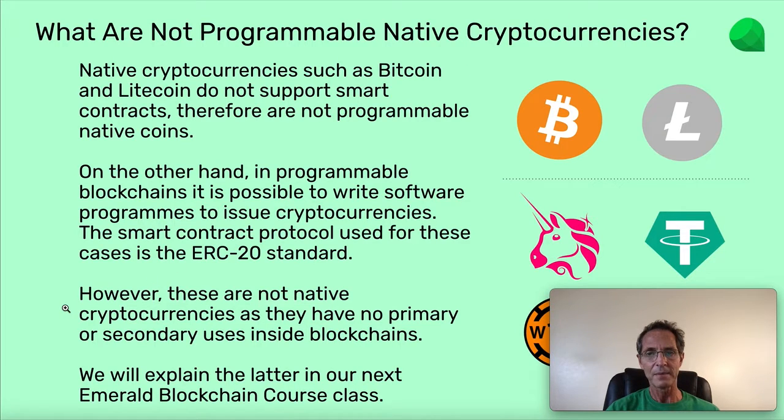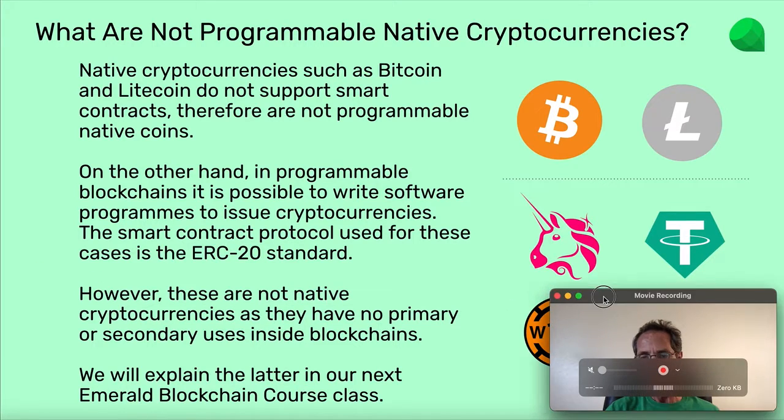What are not programmable cryptocurrencies? Native cryptocurrencies such as Bitcoin and Litecoin, like I said before, do not support smart contracts, therefore are not programmable native coins. On the other hand, in programmable blockchains, it is possible to write software programs to issue cryptocurrencies. The smart contract protocol used for these cases is the ERC20 standard. However, these are not native cryptocurrencies as they have no primary or secondary uses inside blockchains. We will explain the latter in our next Emerald blockchain course.